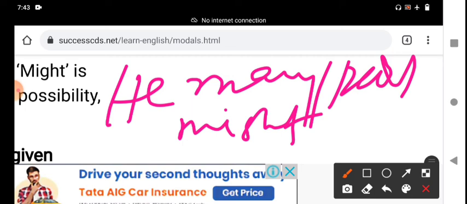May directly takes the plain V1 verb. In between the modal verb and the main verb, we should not insert to. May does not take the preposition to or the to-infinitive. It takes the bare infinitive, meaning without to. He might get good marks. He might come tomorrow. He might play football tomorrow. He may play. He may to play is a wrong usage, my dear students.